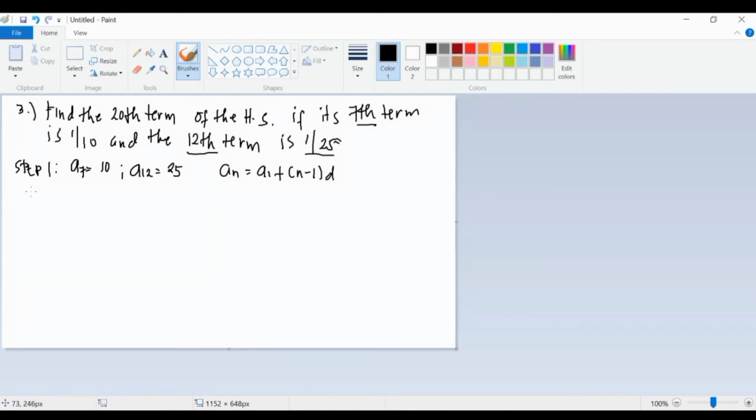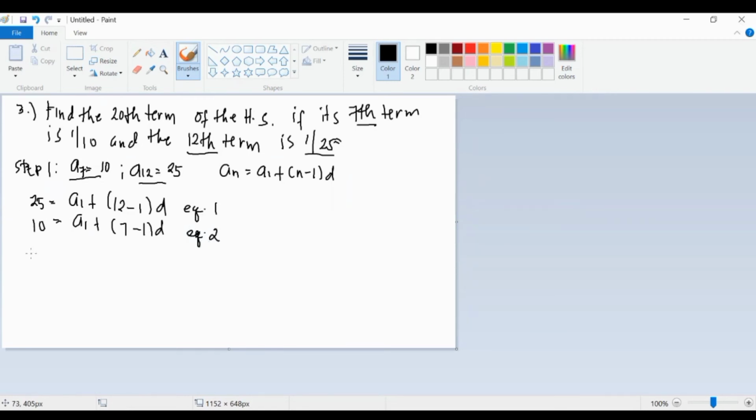So we can now have equation 1 and equation 2 based from this. Okay, so we have a sub 7, so we have an a sub 12. The value of a sub 12 is 25. So a sub n is 25 equals a sub 1 plus, which term is 25? The 12th. So we have 12 minus 1 times d. And then next we have a sub 7. So we have 10 is equal to a sub 1 plus 7 minus 1 times d. So now we have equation 1 and equation 2.